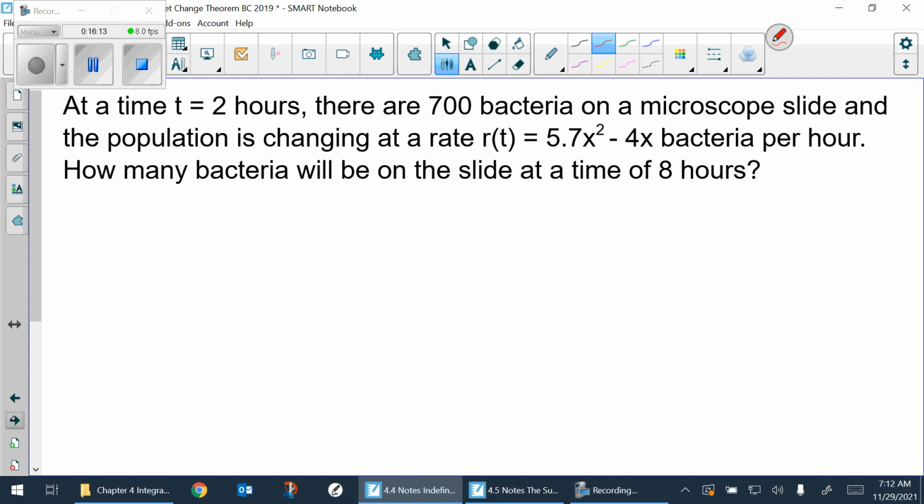And finally, it's a typical kind of question you would see on the AP exam. At a time of 2 hours, there are 700 bacteria on a microscope slide. Population is changing, and we are given the rate of change in the number of bacteria, and that's in bacteria per hour. How many bacteria will be on the slide at a time of 8? Okay. First of all, where are we starting? Because wherever we start, plus the amount that something changes equals the end result.